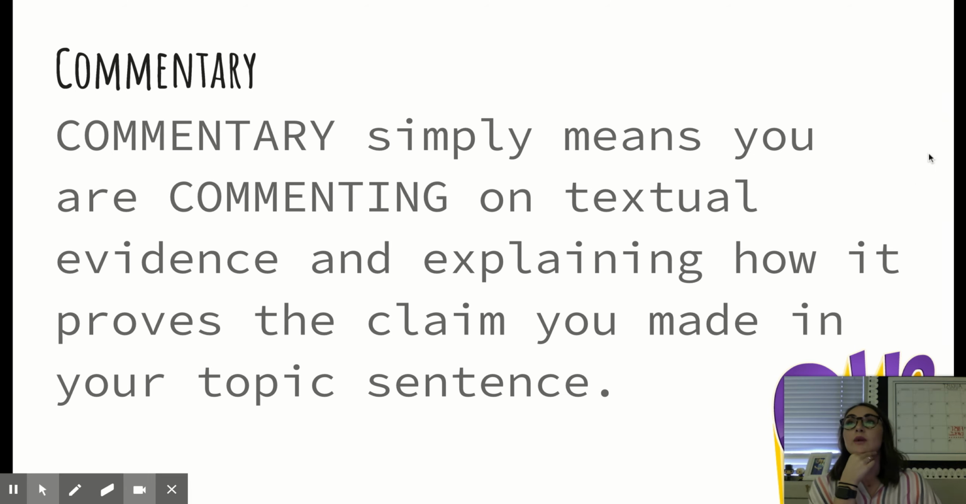So whenever commentary is behind text evidence or in front of text evidence, commentary tends to be what students struggle with the most. They do struggle with text evidence, but you guys have a hard time explaining the text evidence, explaining how it actually proves your claim. A lot of times you try and make other pieces of textual evidence your commentary, but commentary means that you're commenting on the textual evidence, you're not summarizing it, you're explaining how it proves the claim that you made in your topic sentence, all right?